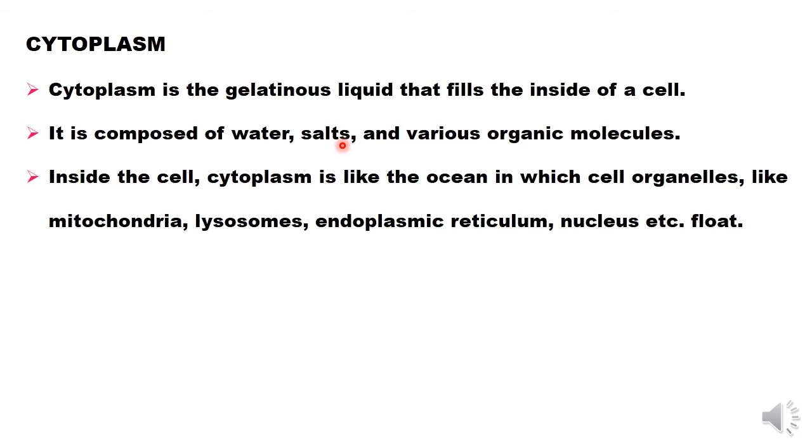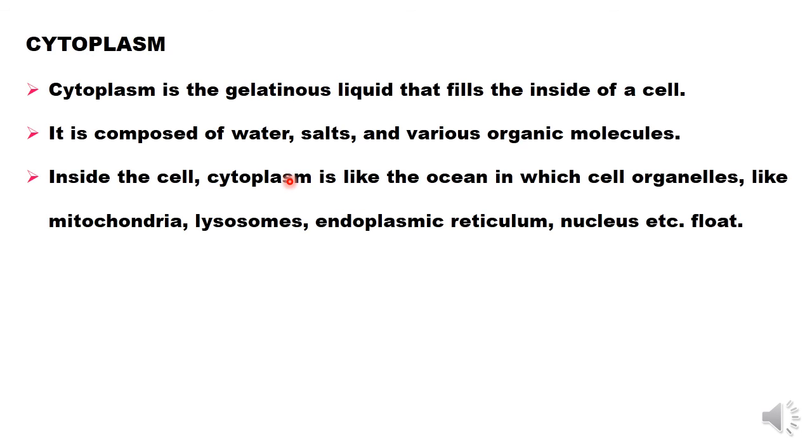So many living processes are going on inside the cell for which a particular pH, a particular concentration of various salts, nutrients, and gases is required. And all that is present in the watery background of cytoplasm. And water constitutes almost 70% of your cytoplasm. What else is present in it? All the cell organelles are floating in the cytoplasm.